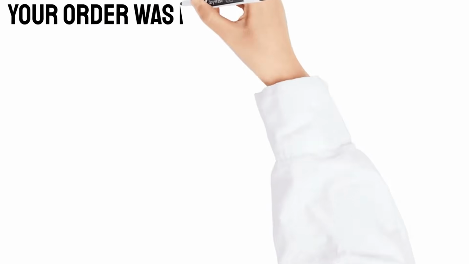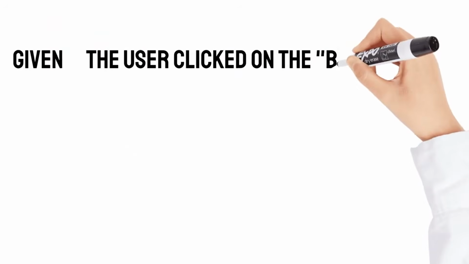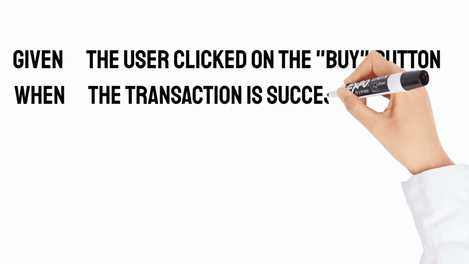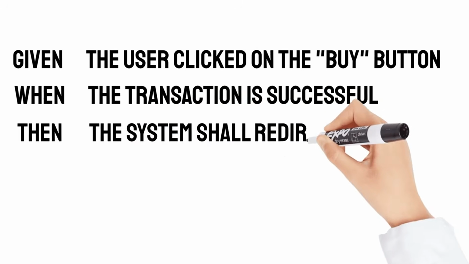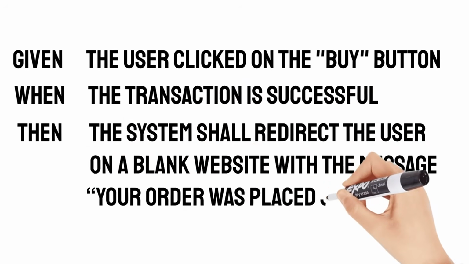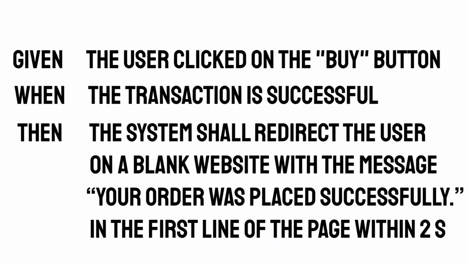Let's think again. There is a shop, there is a buy button, and when the user clicks this buy button, we want to notify the user that this order was placed successfully. So how do we write a bulletproof requirement for this activity? Again, the same given and when: given the user clicked on the buy button, when the transaction is successful, then the system shall redirect the user on a blank website with the message, your order was placed successfully, in the first line of the page within 2 seconds.